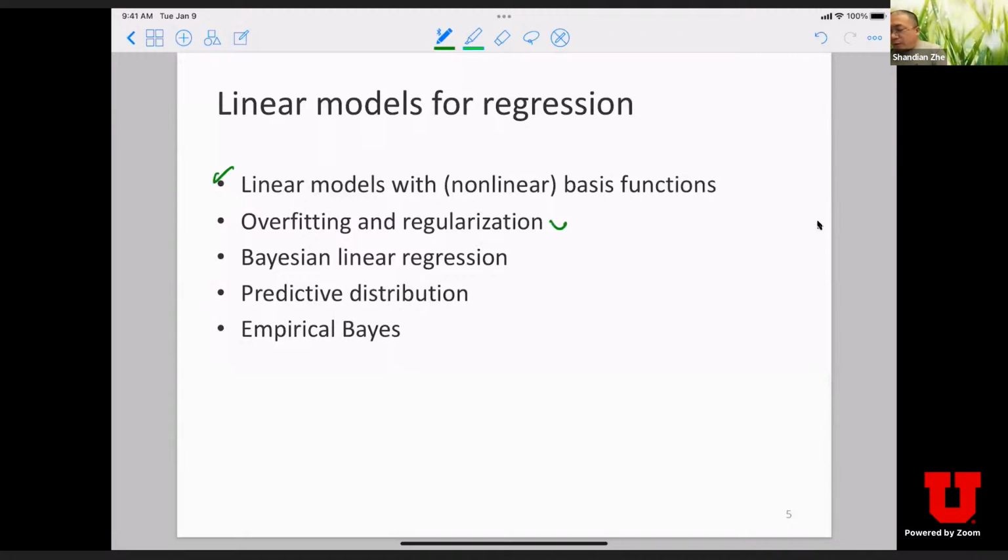Then we'll talk about Bayesian linear regression. We're going to introduce a concept which is unique to Bayesian learning or probabilistic learning, which is called predictive distribution. The frequentist approaches are not able to provide predictive distribution. So we're going to explain the meaning of predictive distribution. Then we're going to introduce the empirical Bayes framework.